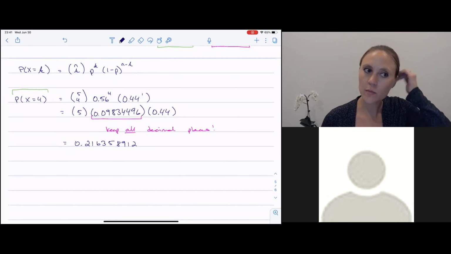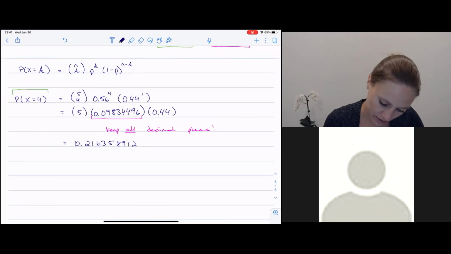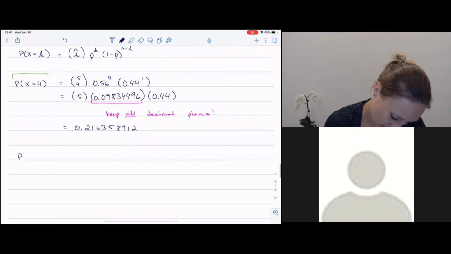Okay, so that's the probability of exactly 4 successes or 4 increases in the 5 weeks. So now we're gonna do the probability that x equals 5.